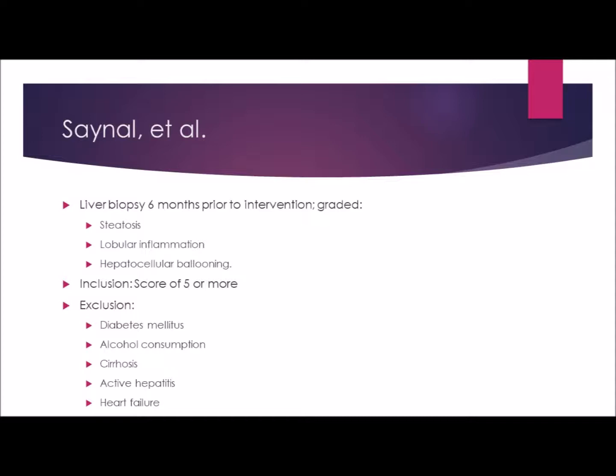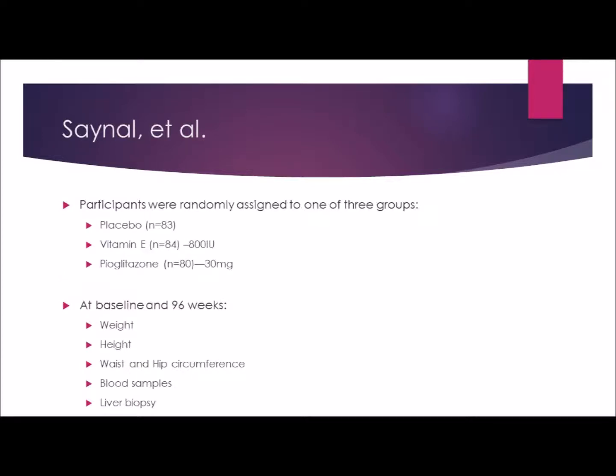Patients could not have diabetes, or alcohol consumption greater than 20 grams a day for women or 30 grams a day for men. They could also not have cirrhosis, hepatitis, or heart failure. Participants were then randomly assigned into 3 groups: placebo, N equals 83; vitamin E, N equals 84, where participants received 800 IU of vitamin E per day; or pioglitazone at 30 milligrams a day, N equals 80.